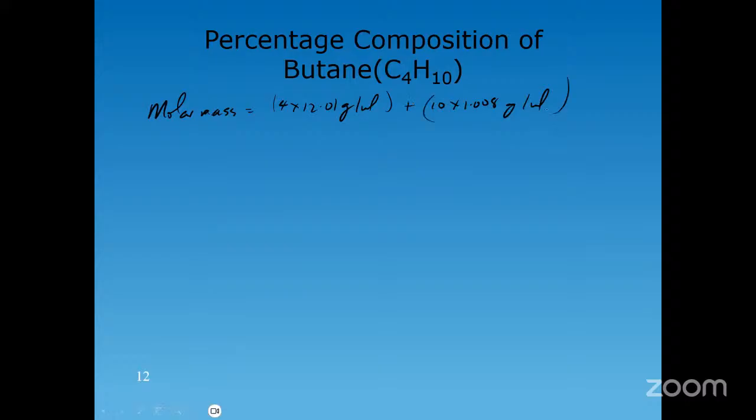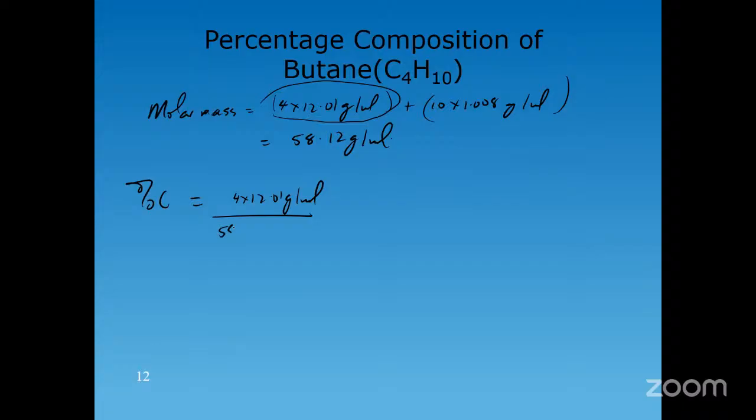And then we do the number crunching. 12.01 times 4 plus 10 times 1.008. And according to my calculation, this works out to be equal to 58.12 grams per mole, right? Now, to get the percentage of carbon present, we simply take this portion here for carbon, 4 times 12.01 grams per mole, and divide it by the total molar mass, which is 58.12 grams per mole. And then we multiply all of that by 100%.